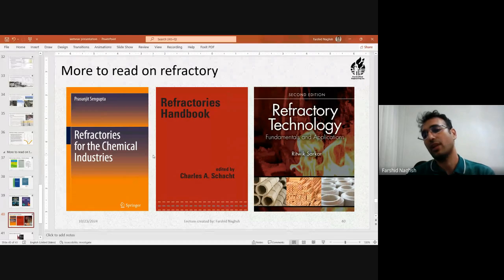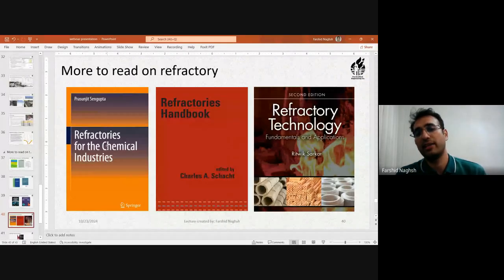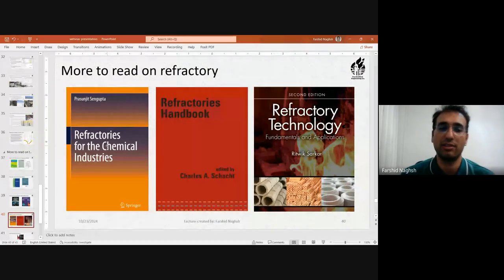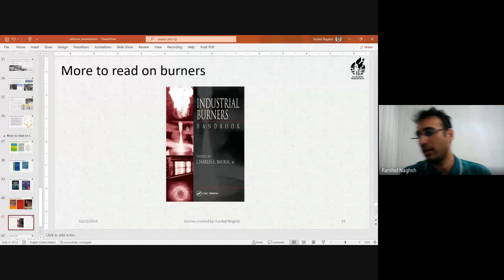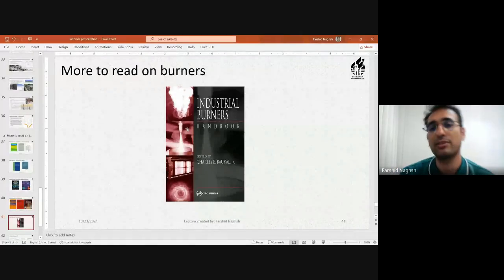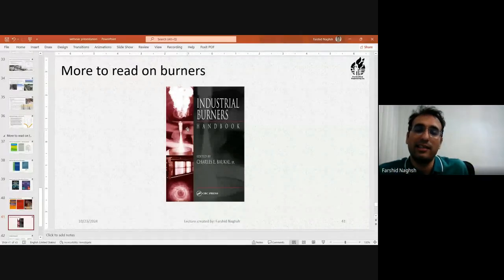And they are very professionally written. For example, in the first one, the know-how for making different types of refractories is also addressed. Also, if you want to know more about industrial burners, this is Mr. Bokal, if I pronounce his name correctly, the master of combustion and burners, and this is a very great book and also a big book.